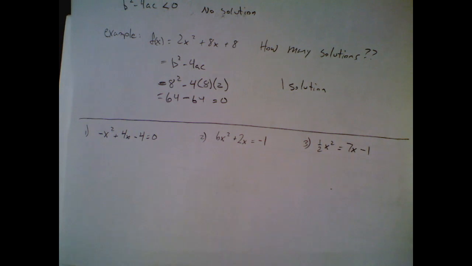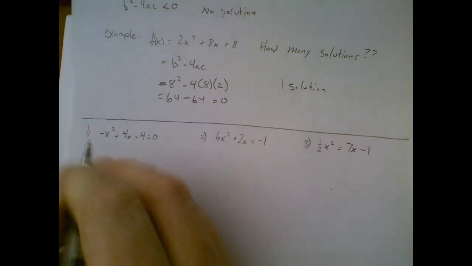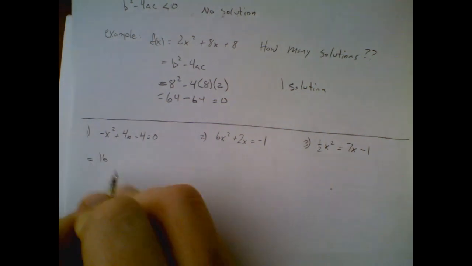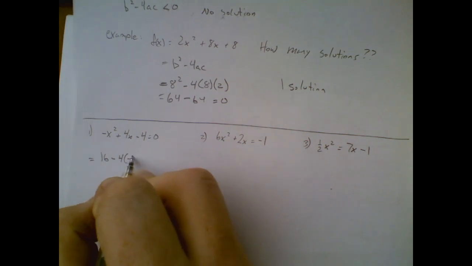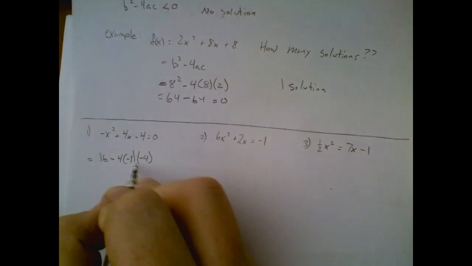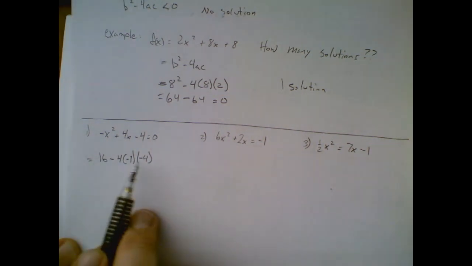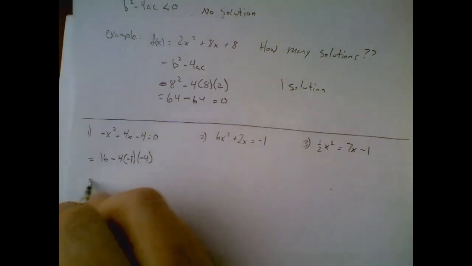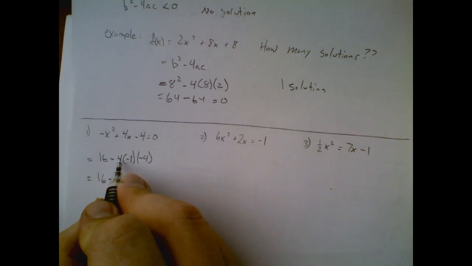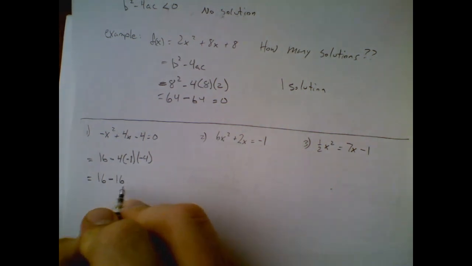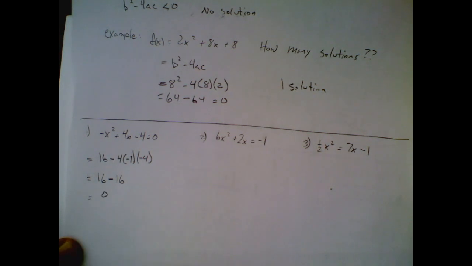So here are some more examples. Again, I would pause the video, give them all a try, and then hit play. How many solutions are in each of these cases? b squared would be 16, because b is 4, minus 4 times negative 1 times negative 4, 4ac. There are a lot of negatives there, that's why I wrote it down, because there are three negatives, and I wanted to make it easier for my head. So 16, a negative times a negative times a negative is negative, 4 times 4 is 16. So the discriminant equals 0. That is a one solution case.